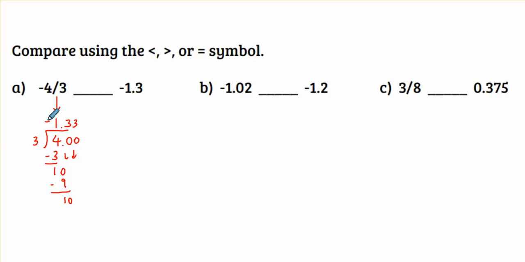So I'm comparing negative 1.33, and so on, to negative 1.3. So I could just put a 0 here at the end so that I can compare them with the same number of digits. Think in terms of money, all right? If we were comparing these two in terms of money and they were both positive, well, $1.33 is bigger than $1.30. But because they're negative, it's exactly the opposite. So your first answer would be a less than sign.